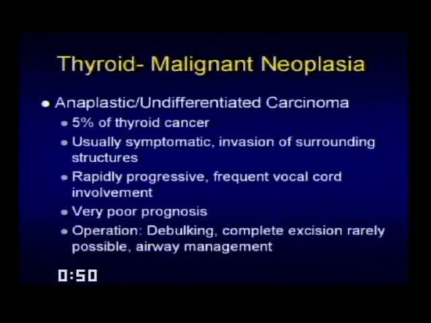The worst of all scenarios here, your anaplastic or undifferentiated carcinoma, it represents about 5% of our cancers in the thyroid. They are usually symptomatic because of their high rate of growth and their invasion of the surrounding structures. Frequently, patients will present with severe pain in the neck. They may present with hoarseness and focal cord involvement. And these are rapidly progressive and obviously very poor prognosis associated with them.